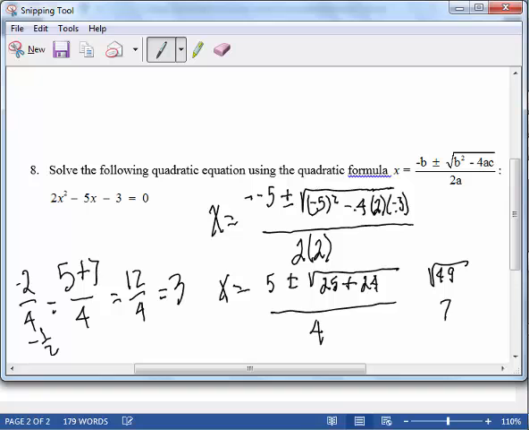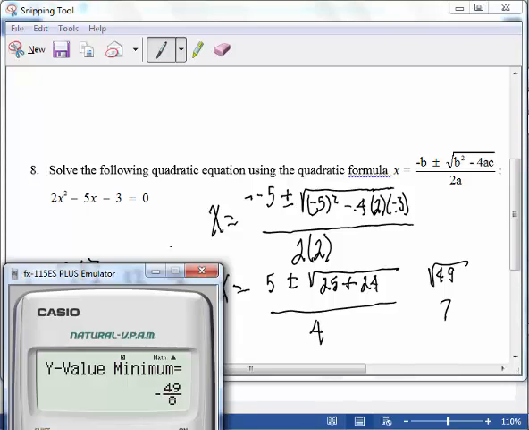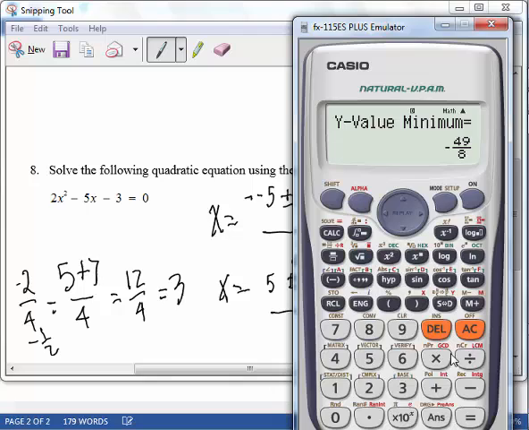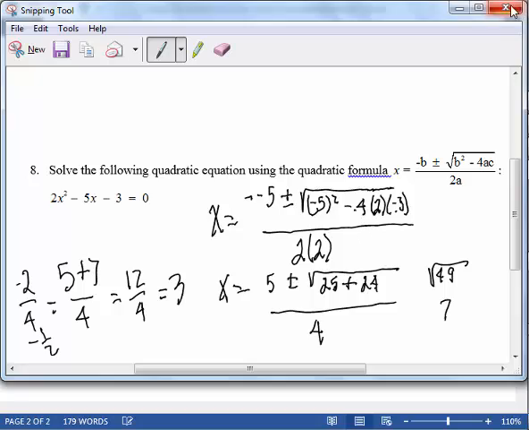Let's use our calculator to solve that one. 2, negative 5, negative 3. Make sure you're in quadratic formula still. And we get x is 3 and negative 1 half. It also tells us the minimum value and the y minimum value. Next one.